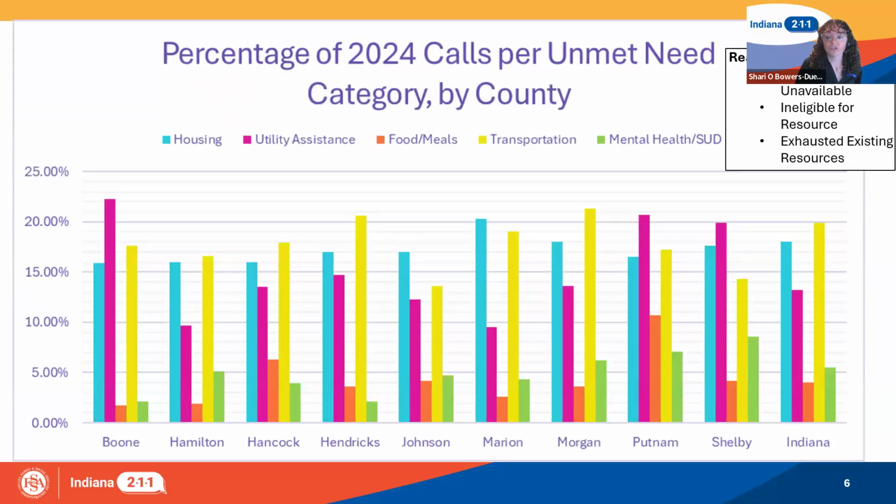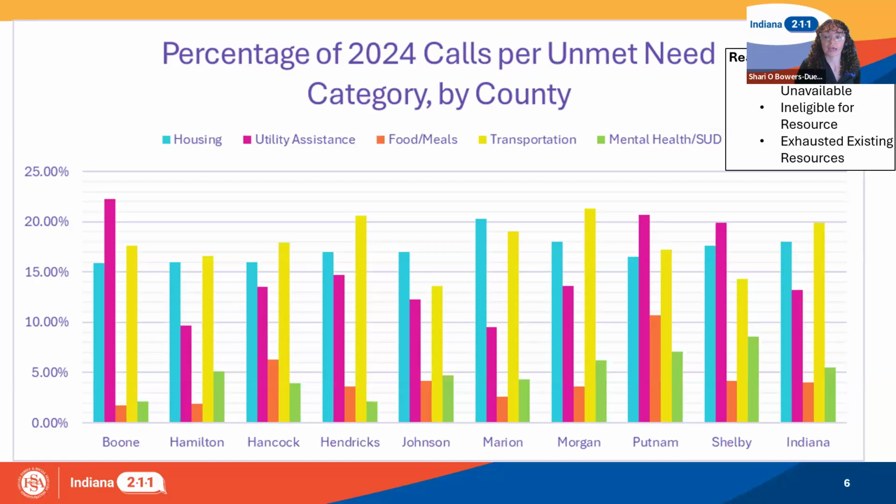And then this graph shows the percentage of 2024 calls with unmet needs for those same 5 need categories. We consider a need to be unmet during a call if a community navigator is unable to provide a referral for that need. This data represents unmet needs that occurred for 3 reasons.